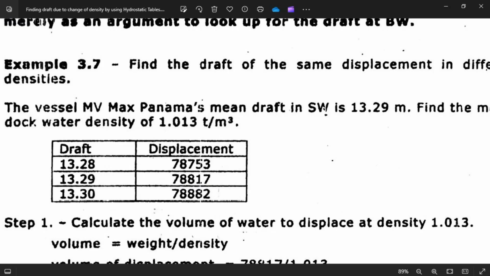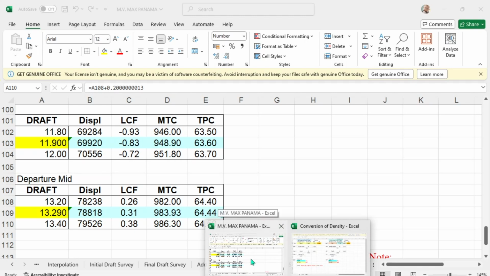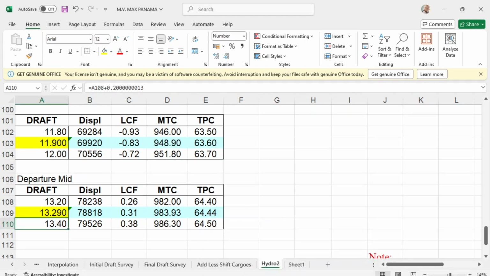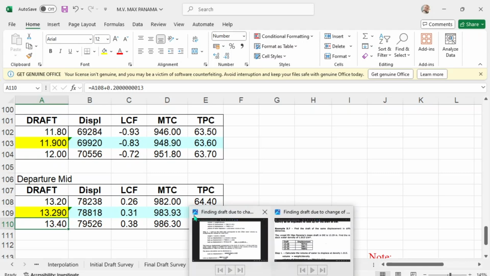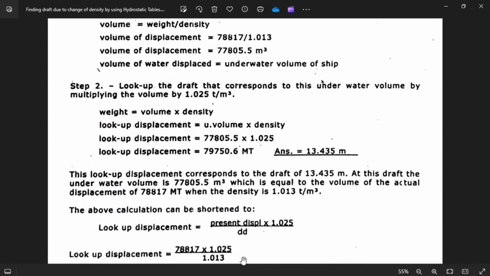78817. So we'll check again, guys. That will be how much? 1329. So we got here 1329. The draft displacement is 78817.